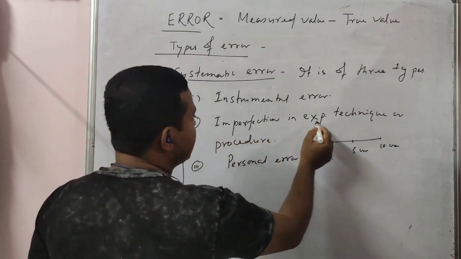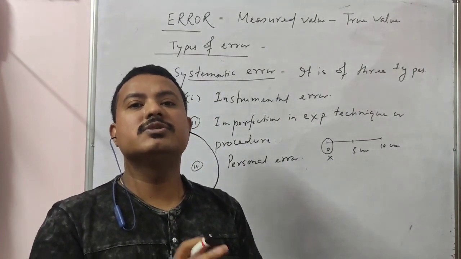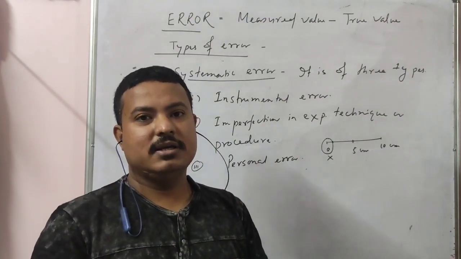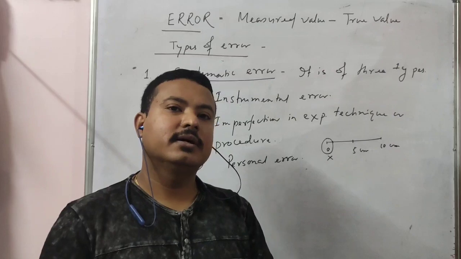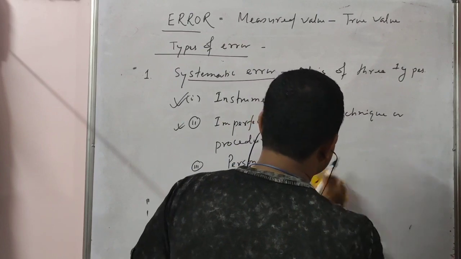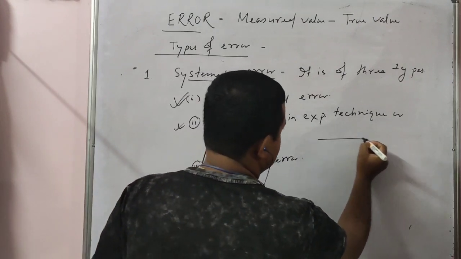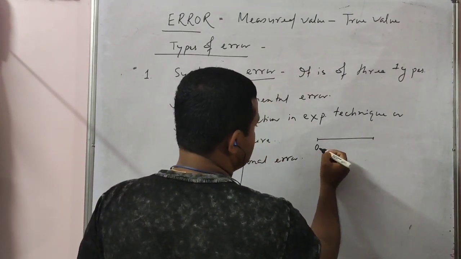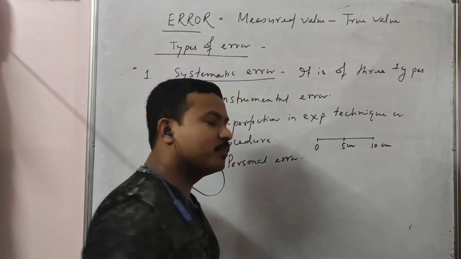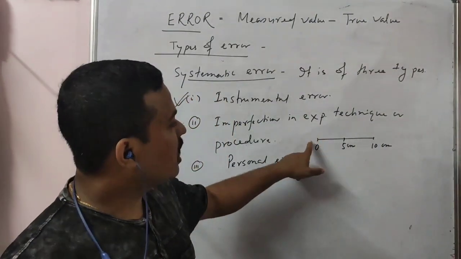Second one is imperfection in experimental technique or procedure. So if your procedure is wrong, or if you are using a wrong method, wrong procedure to measure a physical quantity, then also you may get the same type of errors. Similar type of errors means either positive or negative. So here also you can take the example of scales. In a scale generally, this is 0 and this, suppose, 10 centimeter, this is 5 centimeter. Now what is the procedure, what is the method to measure a certain length with a scale? The procedure is that you have to start from 0.